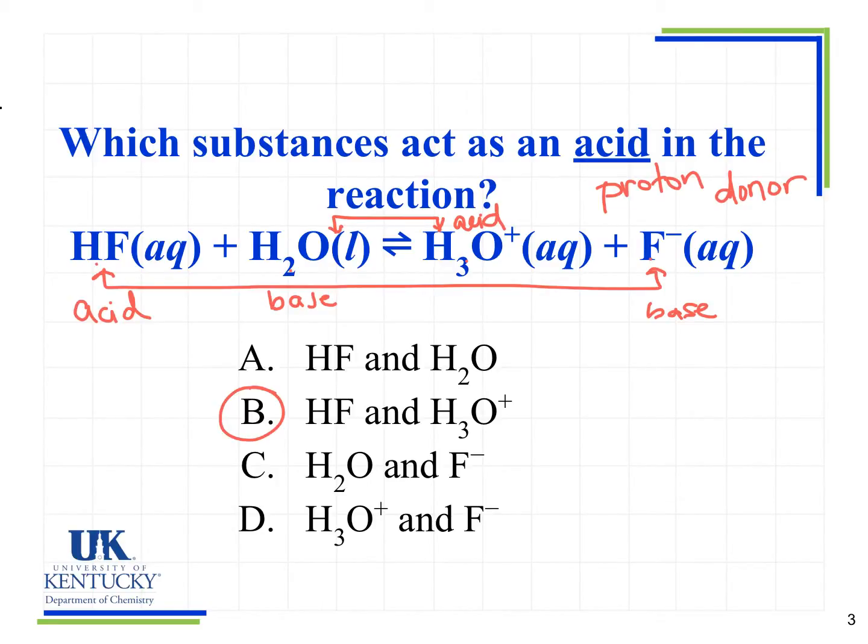Notice I have an acid and a base on the left and an acid and a base on the right. I can never have an acid-acid conjugate pair or a base-base. I always have to have one acid and one base. One will be on the left side and one will be on the right side.